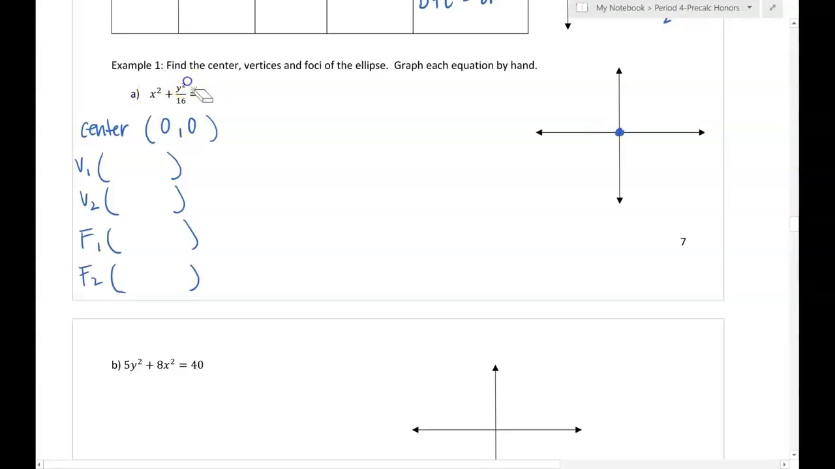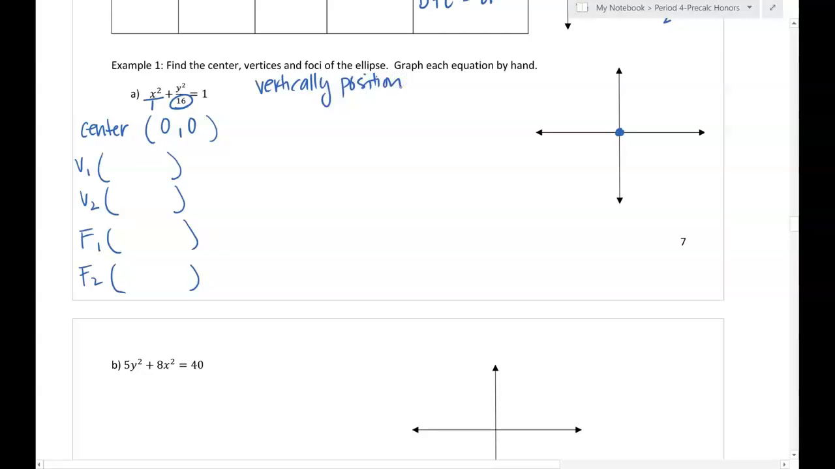Now, as you can see, this doesn't have a denominator, so I can technically put it over 1. Since y squared is over 16, that's a bigger number. 16 is bigger than 1. So what's happening is that it's going to be positioned vertically.